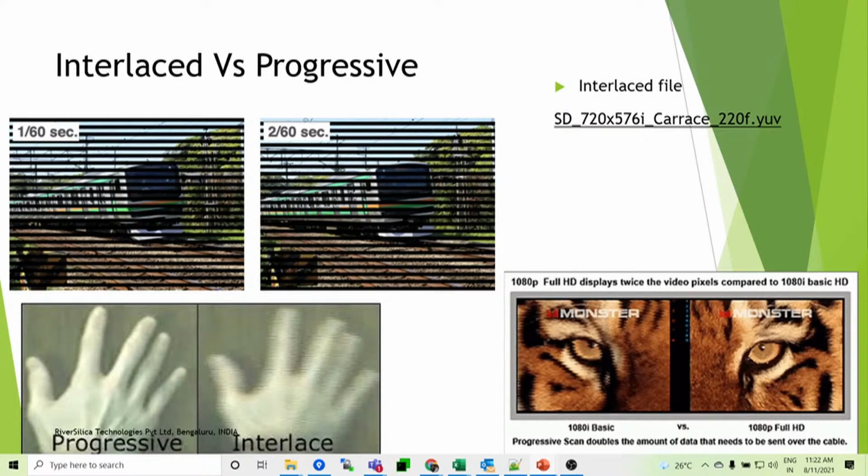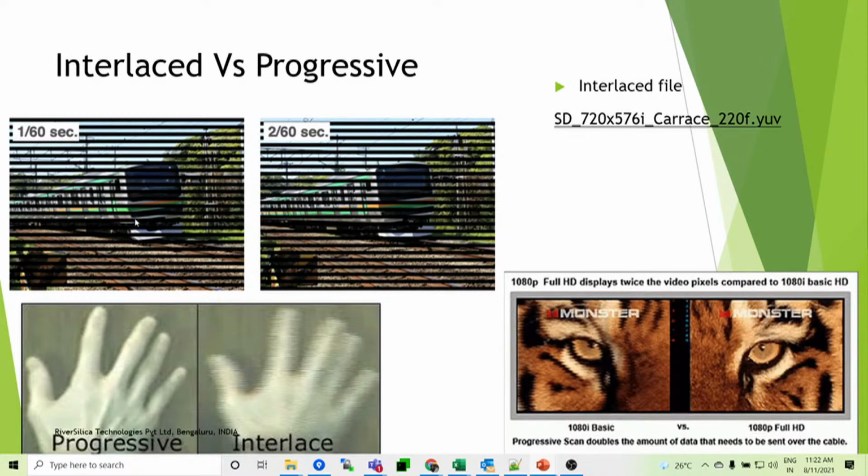This interlace technique is a very old technique. Maybe 30-40 years back people used the interlace technique, because at those times the cameras were not efficient enough to capture the complete image as a whole. Instead of capturing the complete image, it captured only alternate lines of the image. Odd capture, even capture, like that. So video cameras were not good enough in that period.